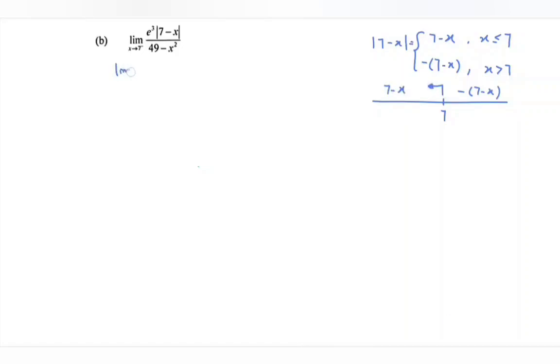So limit as x approaches 7 from the left. So we have exponent 3 times (7 minus x) over 49 minus x squared, which is (7 minus x)(7 plus x). Notice that we have common terms, so we can simplify. Kindly rewrite the question: limit as x approaches 7 from the left, exponent 3 over 7 plus x. So the value will be exponent 3 over 14.